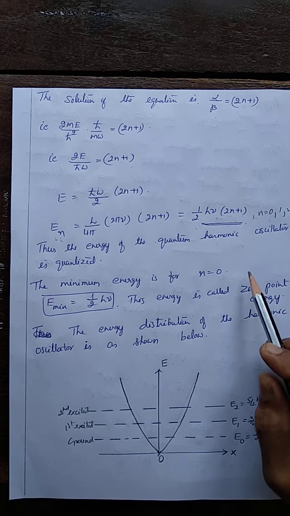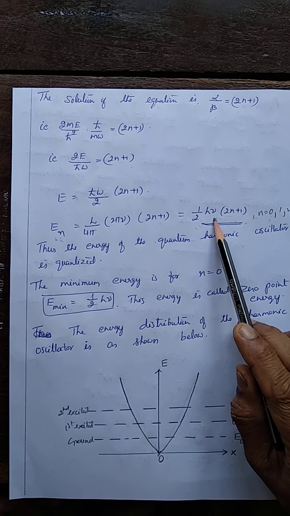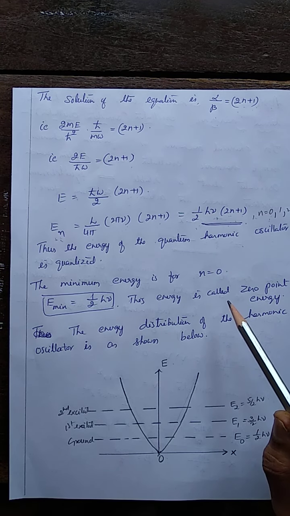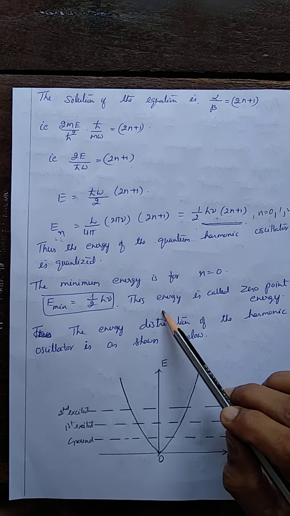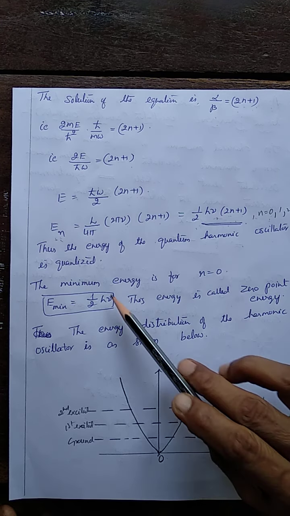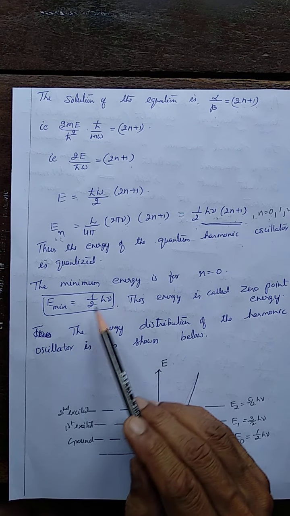Energy is continuous. But it is not so in the case of a quantum harmonic oscillator. Energy is quantized. This is the main difference. And one more thing is, in the case of a classical harmonic oscillator, energy can be 0. But here, the energy cannot be 0; there is a minimum energy. Energy is minimum when n is 0, and when n is 0, energy is half h nu.